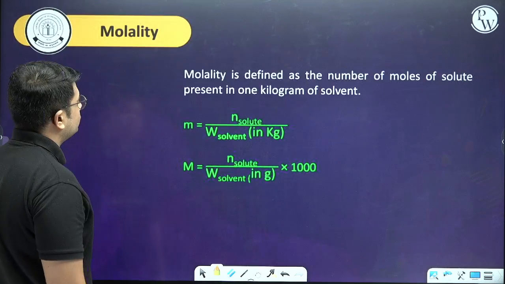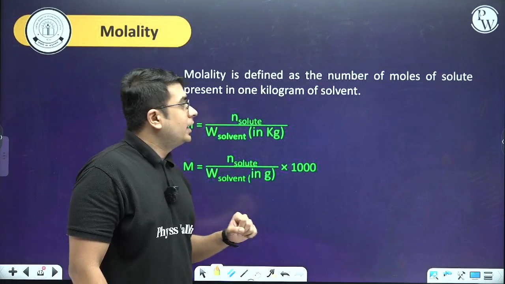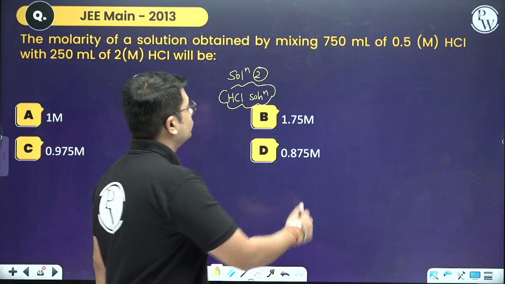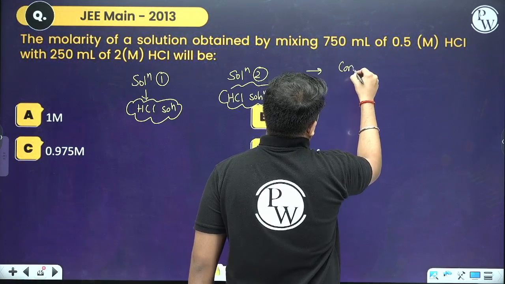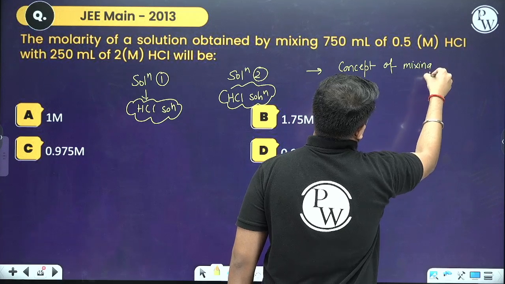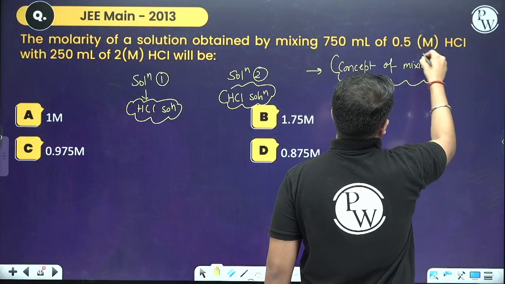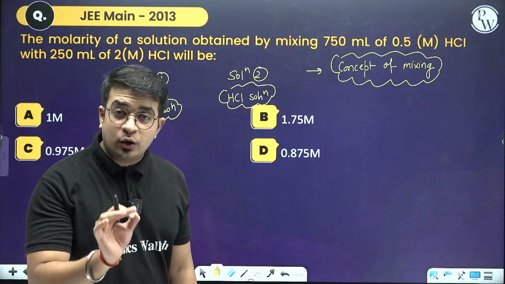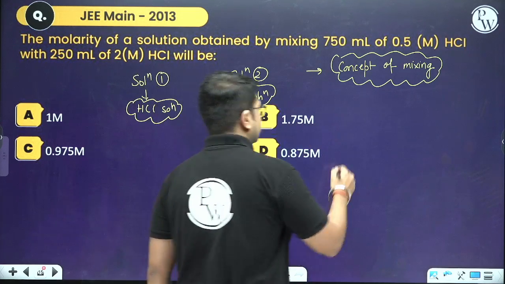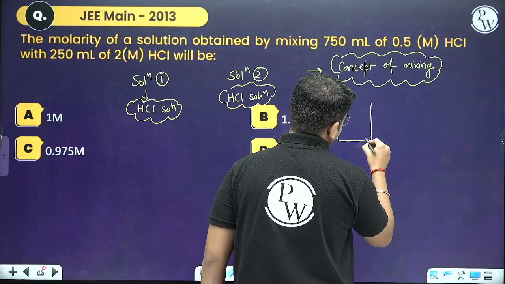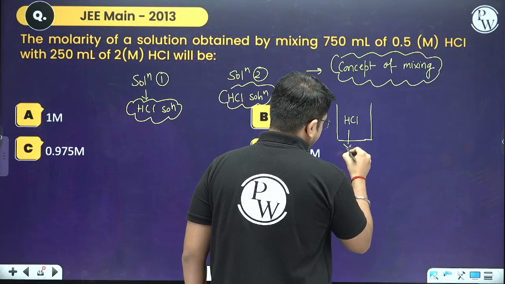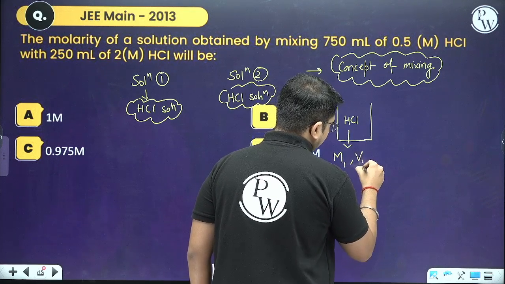In that case, we need to use the concept of mixing. We need to understand the concept of mixing. Note down that important point, whatever I am going to say, the concept of mixing. So in this particular case, let's say I have one container having HCl. Okay, in this case its molarity is M1, volume is V1.